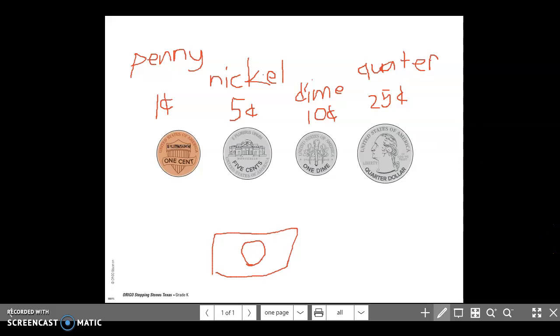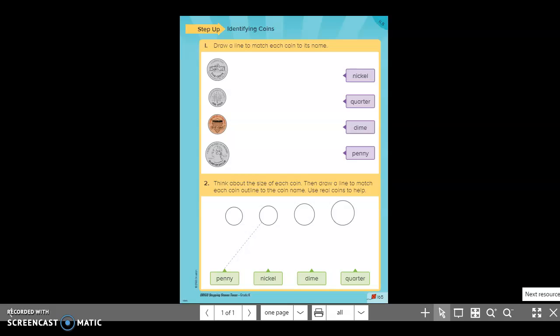All right, boys and girls. So now we're going to go to our Stepping Stones book, and we're going to page 165, okay? And we're just going to match up the names to the coins, okay? And then we're going to look at the size and think of the size of the coins, okay? So let's go ahead and first do the names. The first thing you're going to do is, you see this one here. Remember what that one was? That was the nickel. And we're going to match it up to the proper one. It goes straight across to the word nickel.